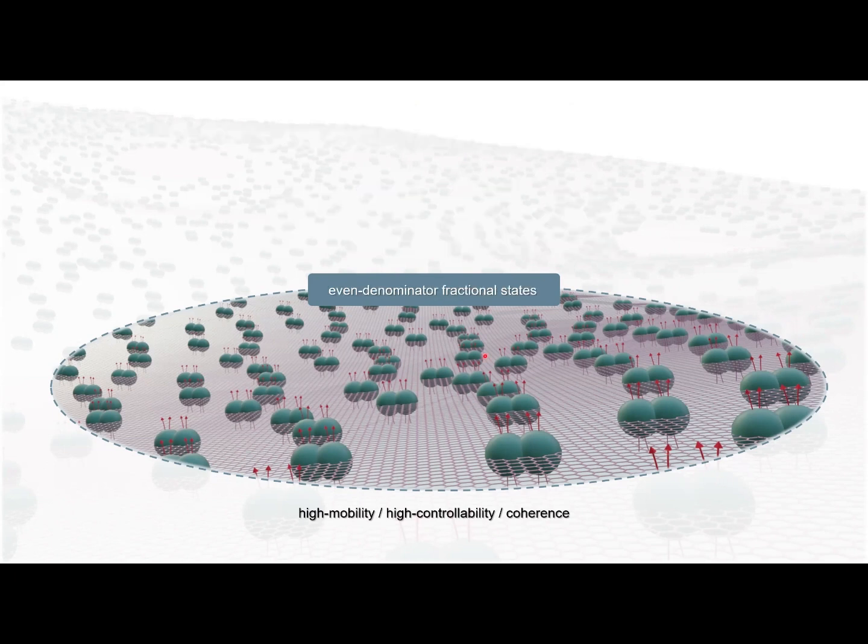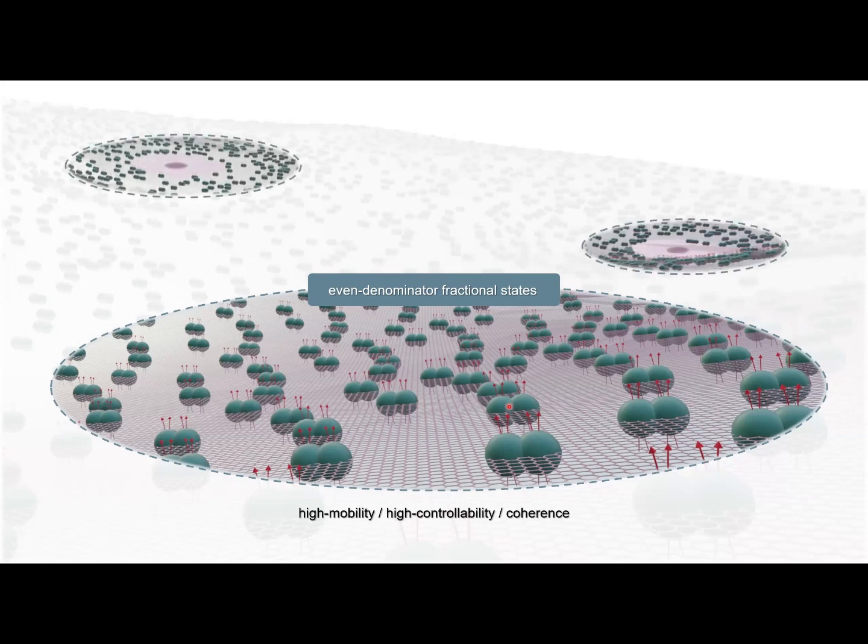So what you see here is basically an illustration of the even denominator fractional quantum Hall effect, which is basically a superfluid of pairs of composite fermions. And you can imagine that inside the superfluid you have vortices. And inside these vortices, you have the non-abelian anyon. And what we want to do in the experiment is to braid these vortices. So that's basically the aim of seeing braiding statistics of non-abelian anyons.